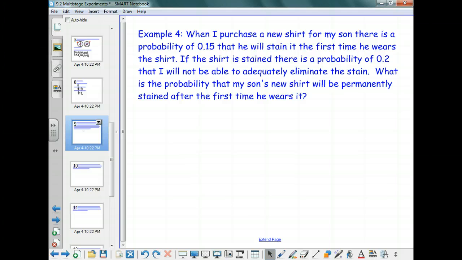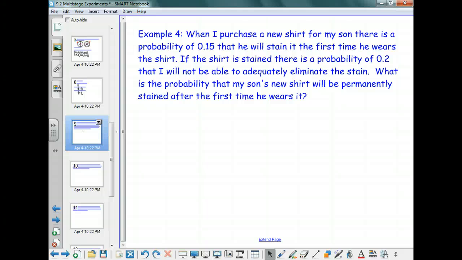I promise these numbers cannot be right. But when I buy a new shirt for my son, there's a probability of 0.15 that he will stain it the first time he wears it. I'm quite certain it's higher than that. If the shirt is stained, there is a probability of 0.2 that I will not be able to adequately eliminate the stain. That means that it still will show. Okay? What is the probability that my son's new shirt will be permanently stained after the first time he wears it?